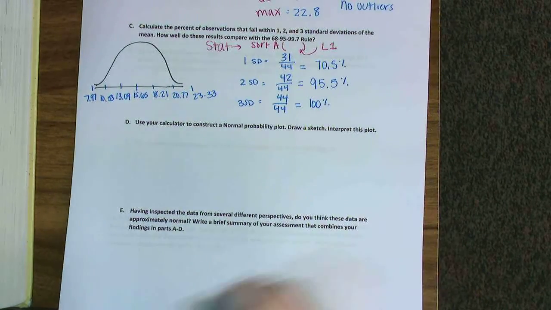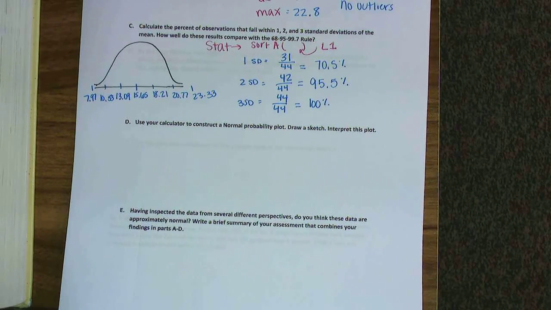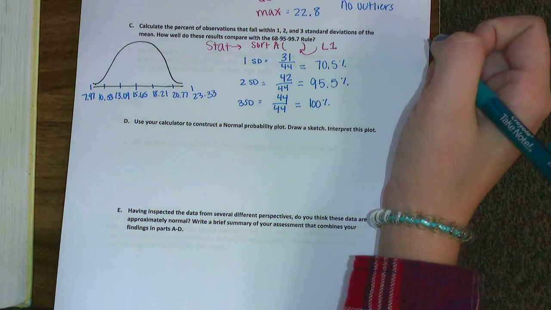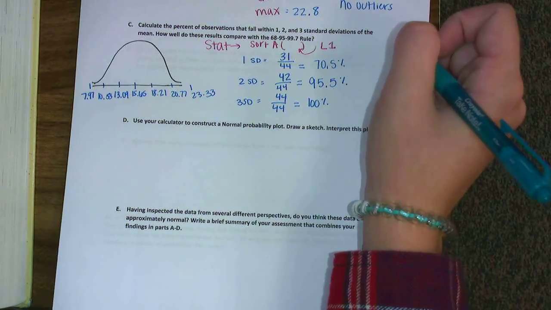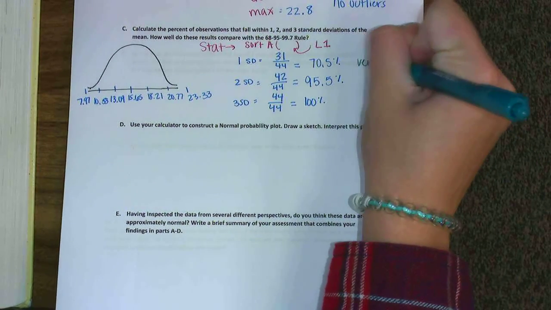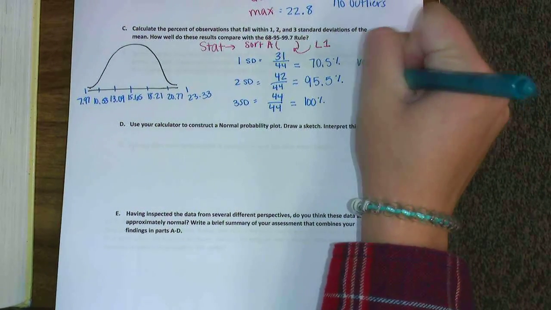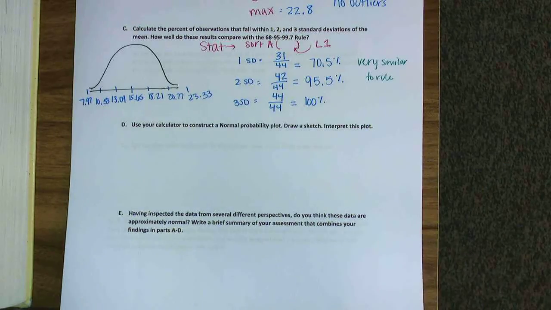Okay. So based on that, how similar is this to the rule, or how do the results compare to the rule that we have, the 68, 95, 99.7 rule? Yeah. So I would say that it's very similar to the rule. So the rule and then this problem individually makes sense.